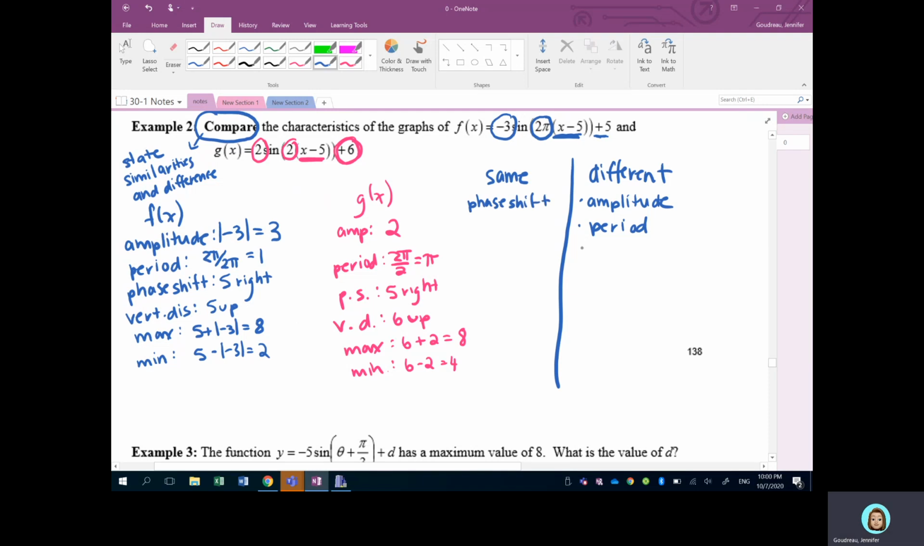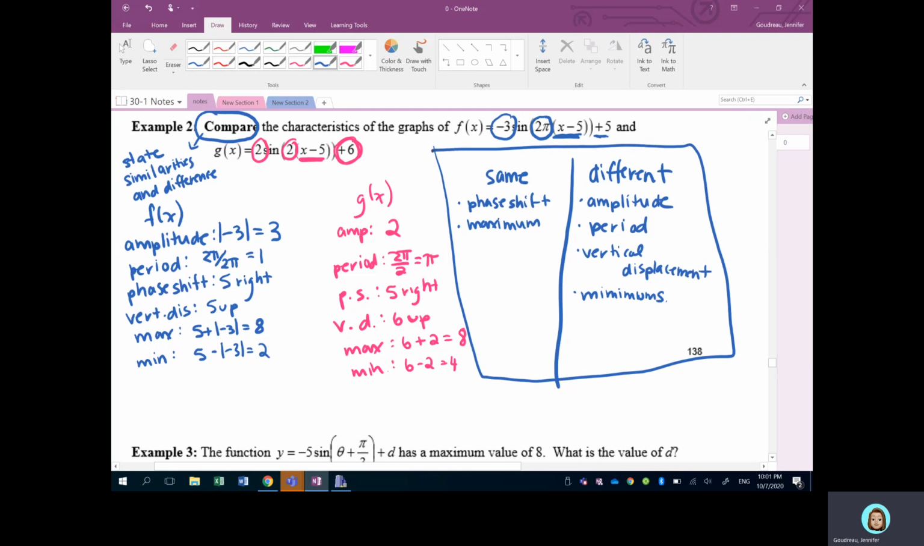We can see that the vertical displacement is different. We can see that the maximum is the same for these graphs. They're both at 8, but their minimums are different. Good. So really, really important that this is a good way to do this question. List the characteristics of the functions, but at some place you have to state what the similarities and differences are. That's how we do a compare question.